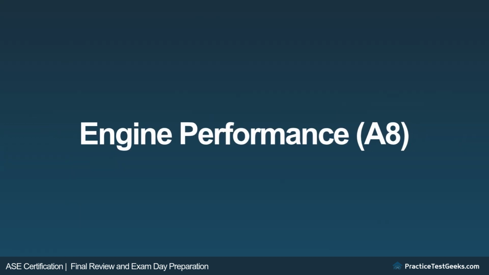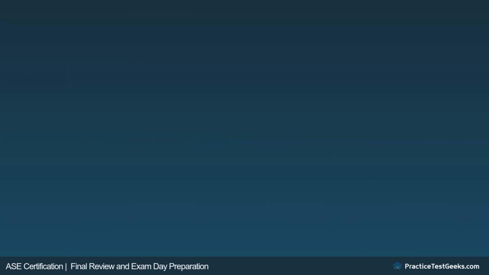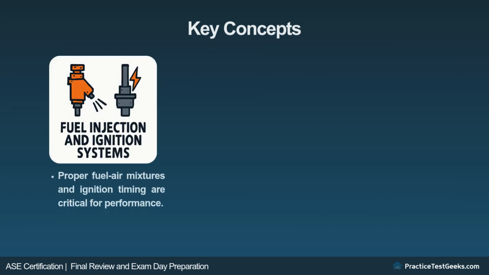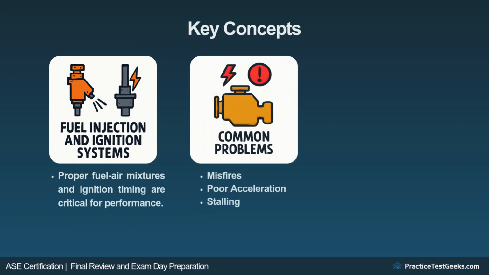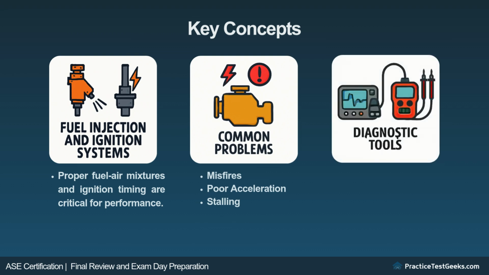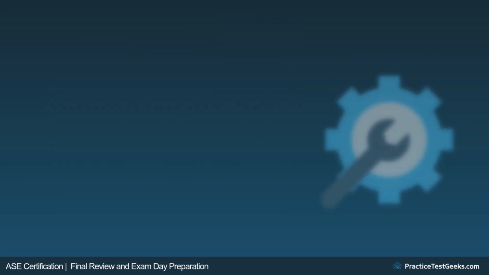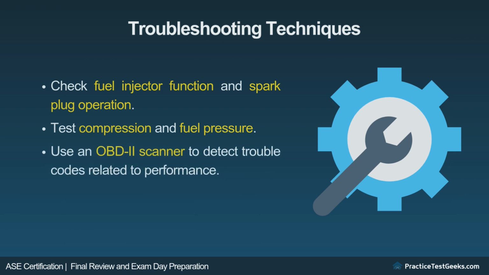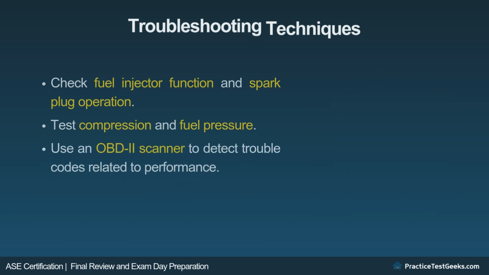Engine performance. A8. Engine performance diagnostics are key to understanding how various systems impact a vehicle's power and fuel efficiency. Key concepts: fuel injection and ignition systems. Proper fuel-air mixtures and ignition timing are critical for performance. Common problems: misfires, poor acceleration, and stalling. Diagnostic tools: use OBD2 scanners, fuel pressure gauges, and compression testers. Troubleshooting techniques: check fuel injector function and spark plug operation. Test compression and fuel pressure. Use an OBD2 scanner to detect trouble codes related to performance.